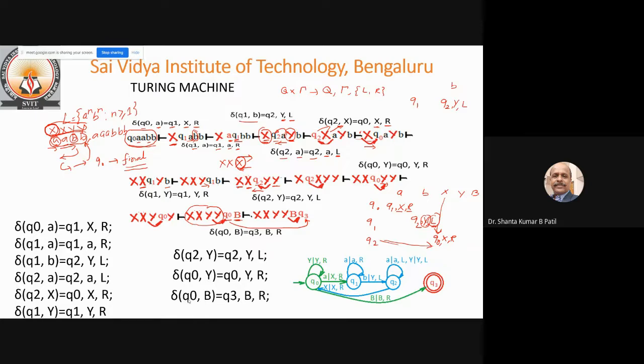For the last one, you can take the input side: Q0 reads B, that is a blank symbol. Hence it understands that it has read the complete input string, or converted all the input symbols into tape symbols. Hence it goes into the halting state, where it moves neither right nor left. So Q3 is the halting state. Input is B, output is B comma R. This is how we design the Turing machine.